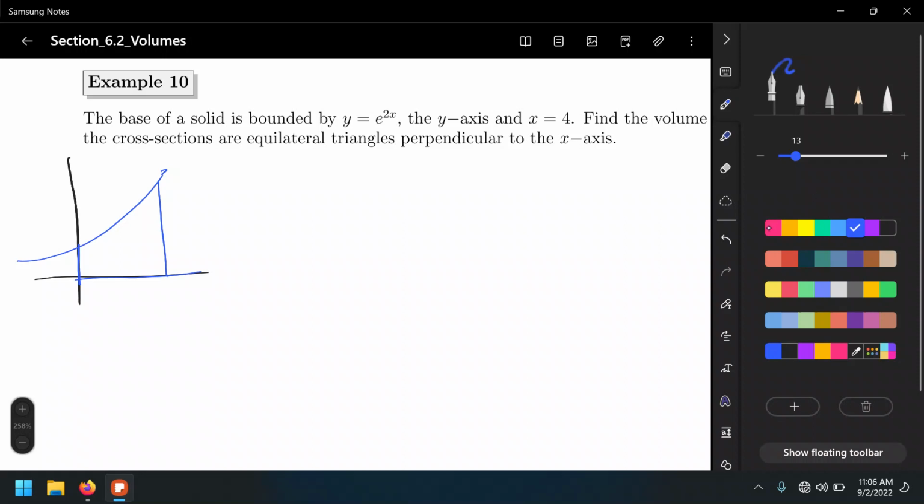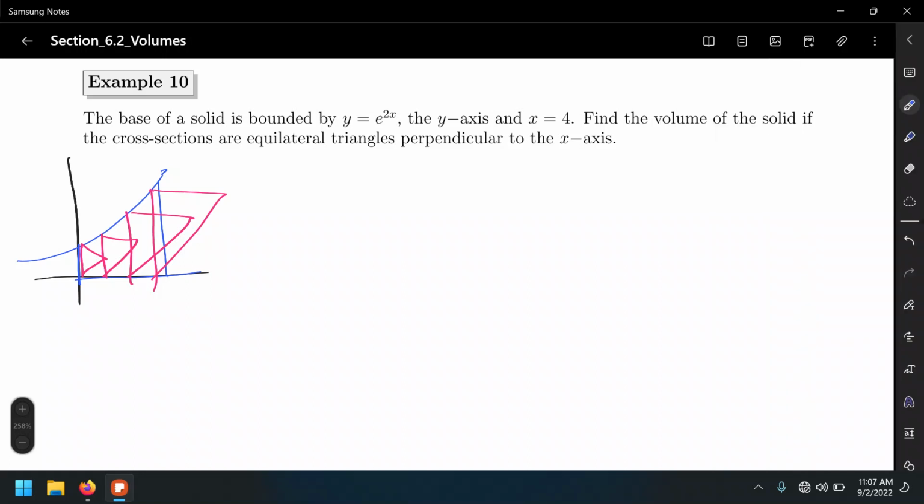So in this case, we want triangles. Equilateral triangles, to be specific, right? Not right triangles, by the way. And this is the picture that we would get if we got these triangles popping out of the paper. Well, number one, let's set up a formula for A of x, that is the area that we will be multiplying by its thickness.